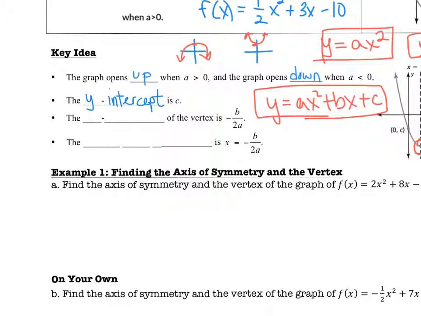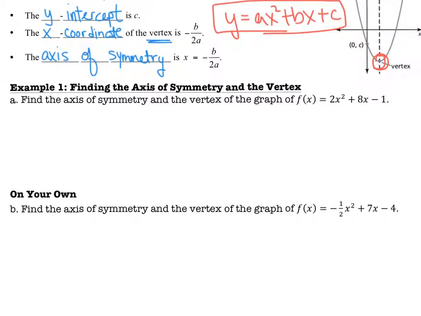The blank of the vertex is negative b over 2a. So the x-coordinate, and I'll talk more about this in a second, but the x-coordinate of the vertex is negative b over 2a. And finally, the axis of symmetry. So that's where if you fold it, the graph ends up on itself. The axis of symmetry is x equals negative b over 2a. So when you put x equals negative b over 2a, that is your axis of symmetry. So let's talk about this.